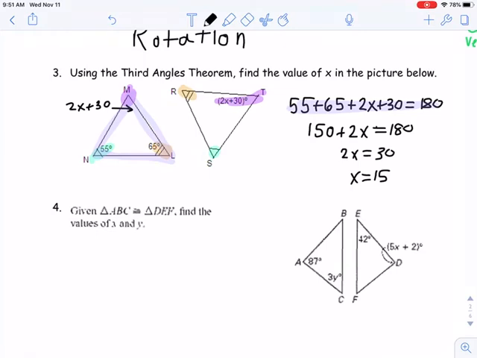All right, now I gotta find the value of x and y. So let me rewrite this congruency statement. It's a little blurry, but triangle ABC is congruent to triangle DEF. Find the values of x and y. Let's focus on x first.